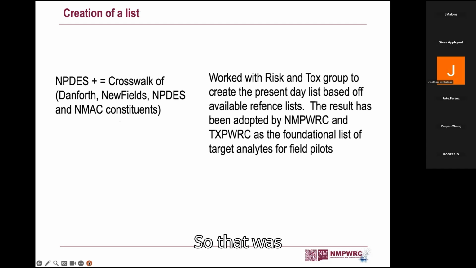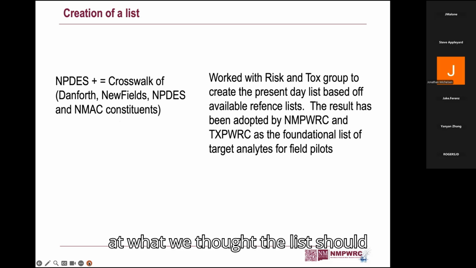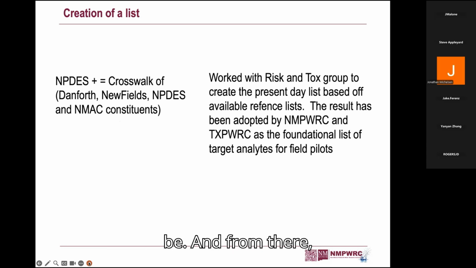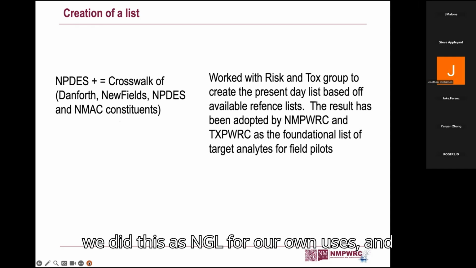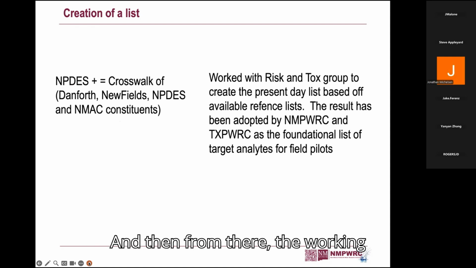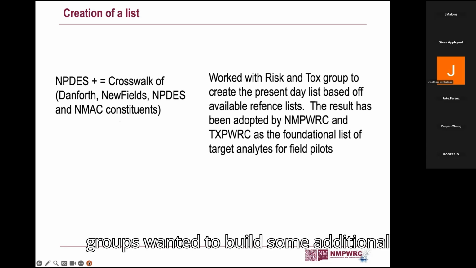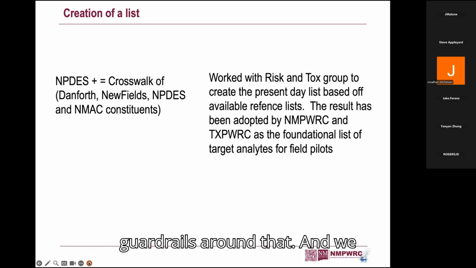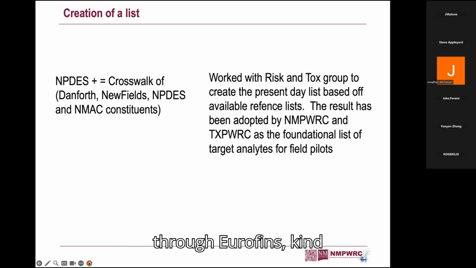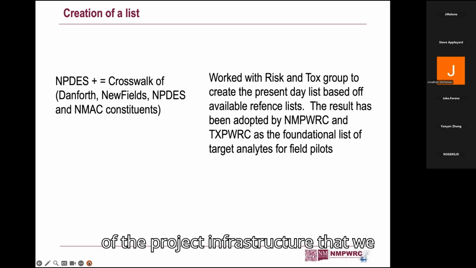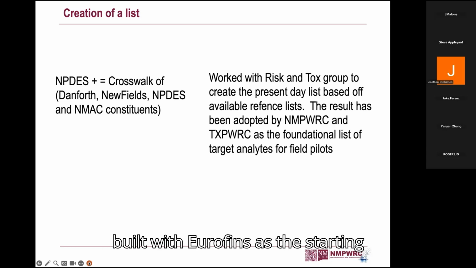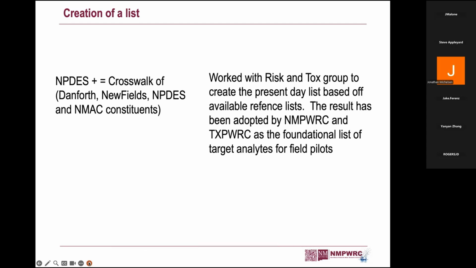So that was my best stab at what we thought the list should be. From there, we did this as NGL for our own uses, and then we shared that with the consortium. Then the working groups wanted to build some additional guardrails around that. We used the Danforth list through Eurofins, the project infrastructure that we built with Eurofins, as the starting point, and then we went from there.